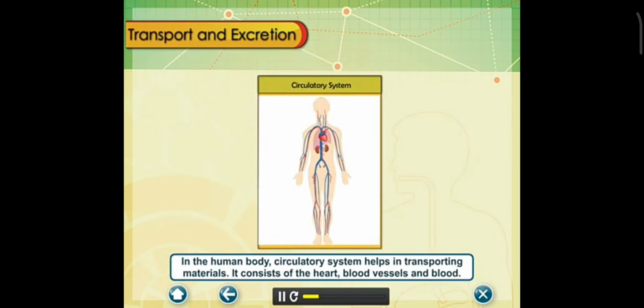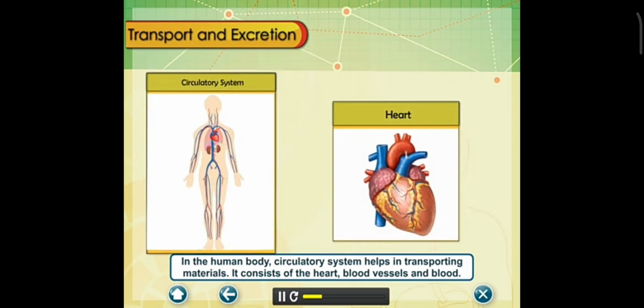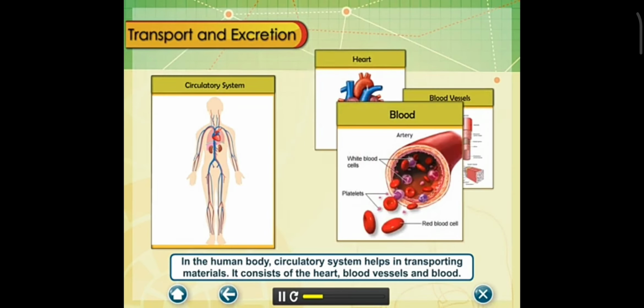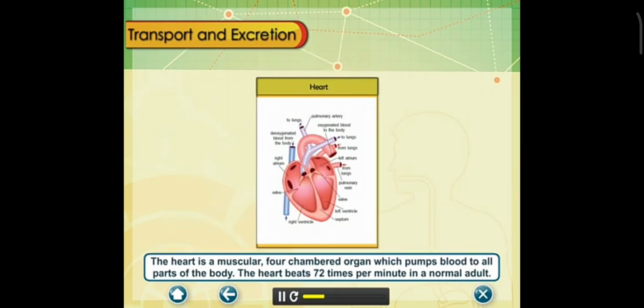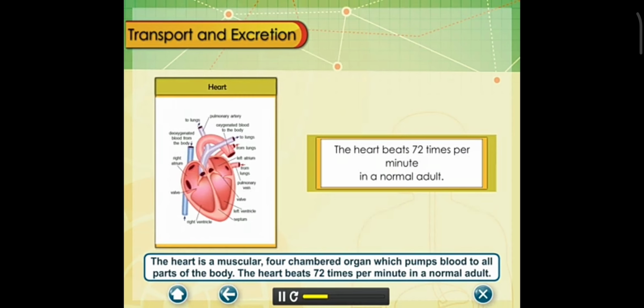In the human body, the circulatory system helps in transporting materials. It consists of the heart, blood vessels and blood. The heart is a muscular four-chambered organ which pumps blood to all parts of the body. The heart beats 72 times per minute in a normal adult.